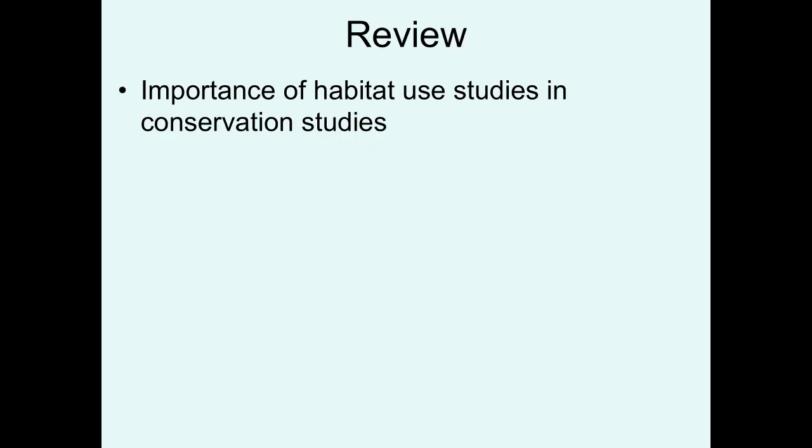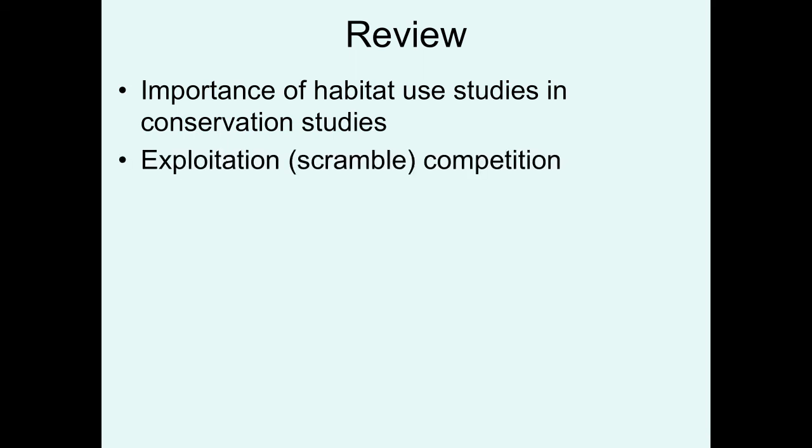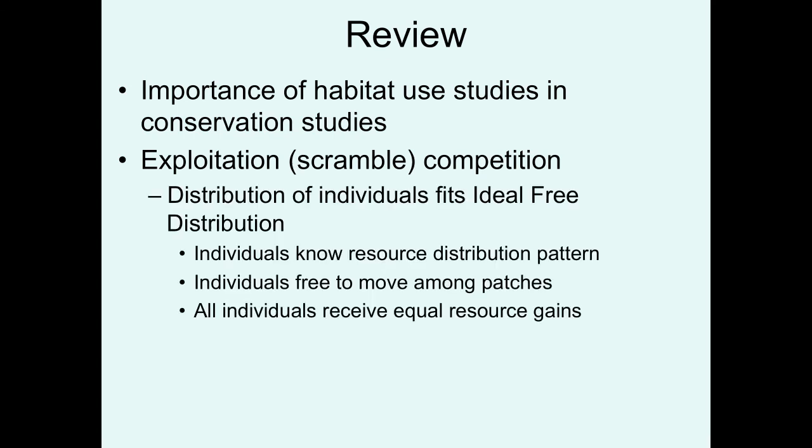So in review, understanding habitat use in animals is very important in species that are under conservation concern. We talked about exploitation or scramble competition as one way that organisms can utilize the resources in an area. And in this situation, the distribution of individuals fits what we call the ideal free distribution, where individuals know the resource distribution pattern among a series of habitat patches. Individuals are free to move among these patches in a way such that all individuals receive equal resource gains.